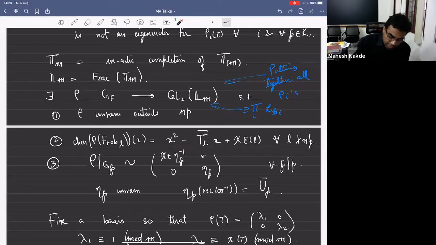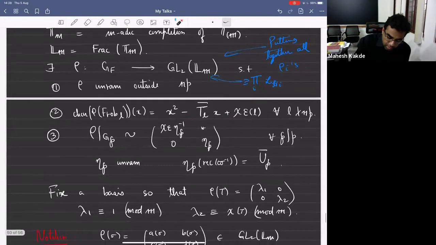And rho restricted to G_P for any P dividing p is upper triangular like this. Okay, it is isomorphic to something upper triangular with this eta_P unramified. And what does it do at a uniformizer? It sends it to U_P bar, the image of U_P inside this L_M. Okay, so this is just putting together all those things at once.